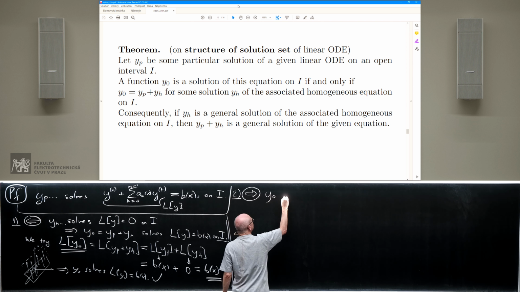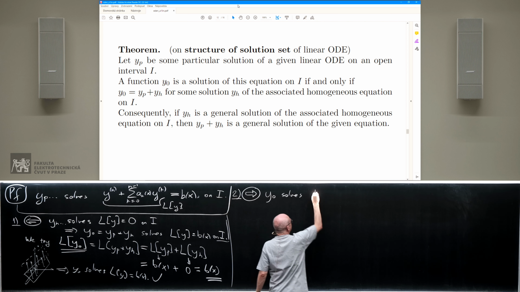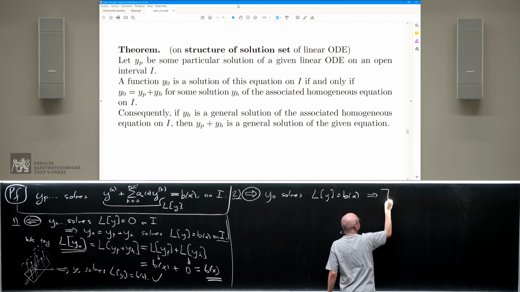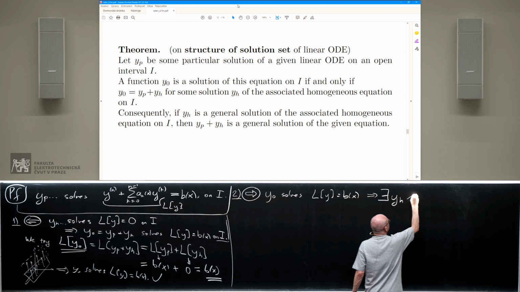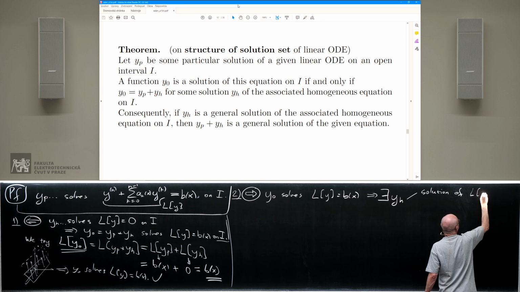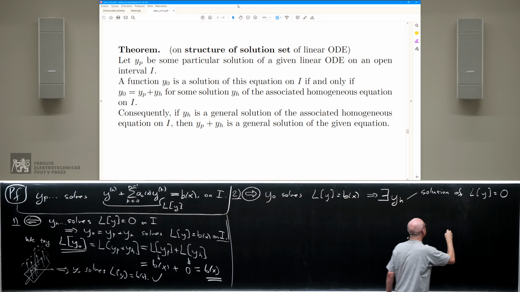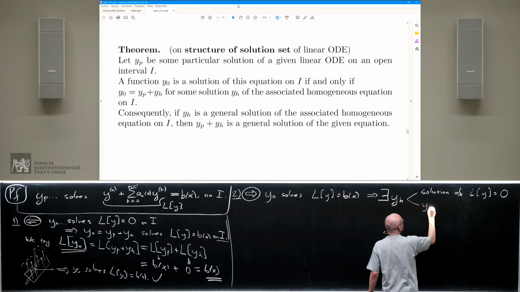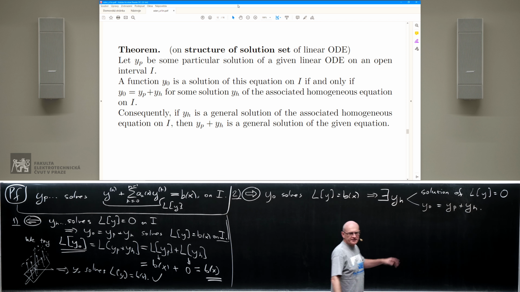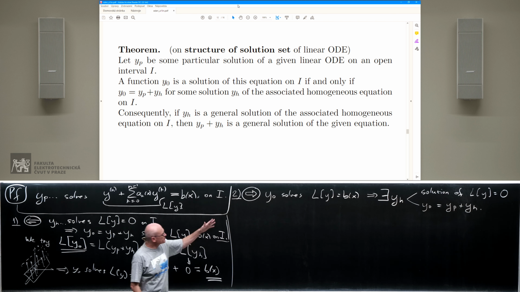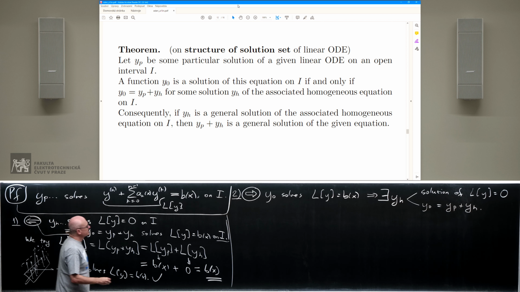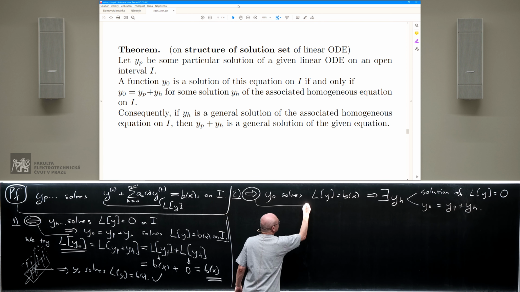If y naught solves the original equation, then there must exist some solution yh, which is a solution of the homogeneous version, and it generates this solution y naught in the usual way, in the way that we are interested in here. So that's the second statement that we have to show. Two implications. One implication here, second implication here. And how do we show it?